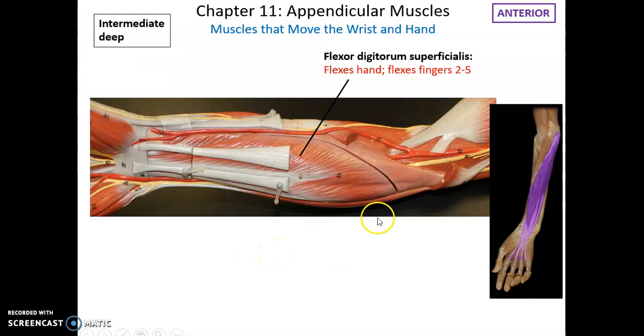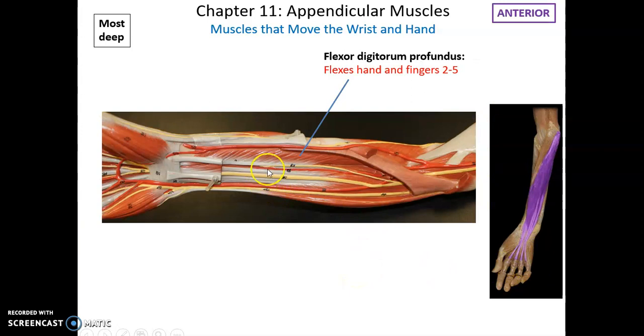Remove all those muscles, and deep to them is this large sheet-like muscle called the flexor digitorum superficialis, and it flexes the hand, and it also flexes fingers 2 through 5. So you can see its tendons going to fingers 2 through 5. And if you remove that muscle, underneath it is a sheet-like muscle called flexor digitorum profundus. It also flexes the hand and helps to flex fingers 2 through 5. So again, it has tendons going to fingers 2 through 5.